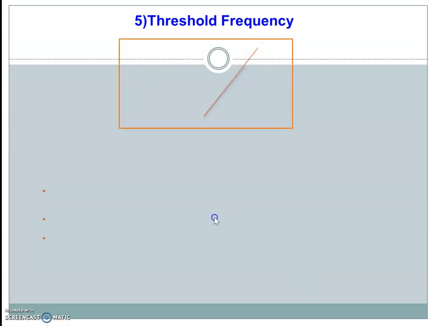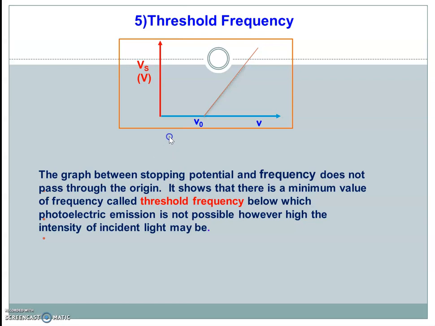Now, this is the last topic of this lecture, which is threshold frequency. This curve suggests that it does not start from zero, which indicates that there must be a minimum frequency required to emit photoelectrons. Below this frequency, electrons will not be emitted. This frequency is called threshold frequency.